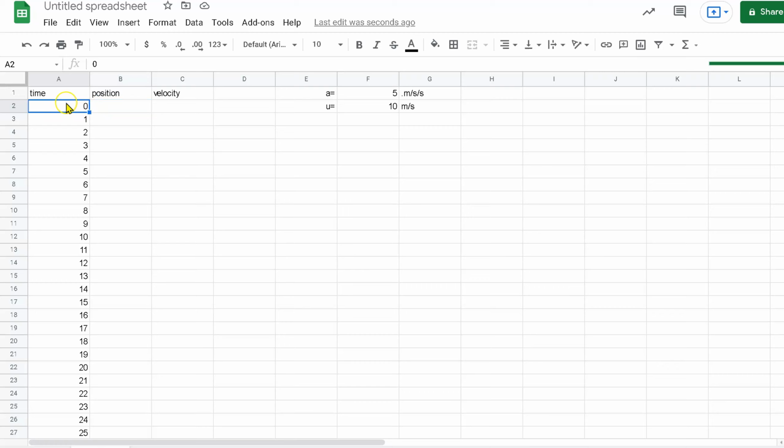So, how do I calculate the position of a thing if I know how long it's been traveling, so 0 seconds, if I know its acceleration, and if I know its initial velocity? Well, there's an equation that we've learned that will tell you displacement if you know initial velocity and acceleration and time. So all you have to really know is how to type that equation in and then drag it down, and you got the data you need to graph.